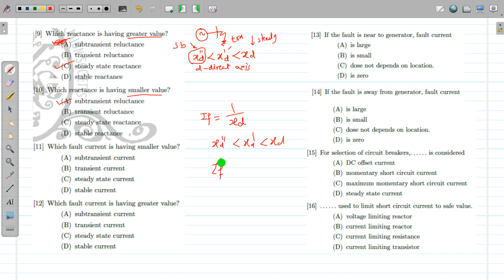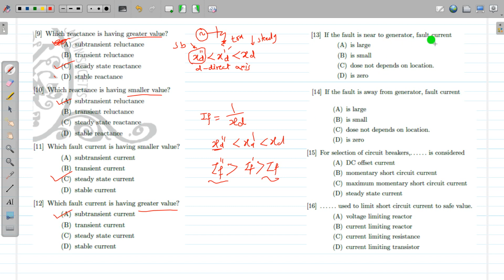So if we compare the fault current under the steady state, transient, and subtransient cases, obviously the opposition is less here, hence this current is greater. So which current is greater and which current is smaller? The steady state fault current is smaller, and the subtransient current is the greater value.